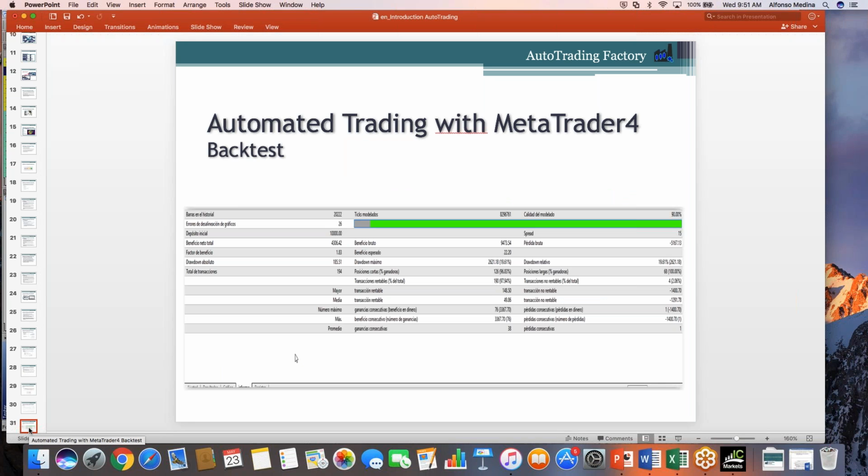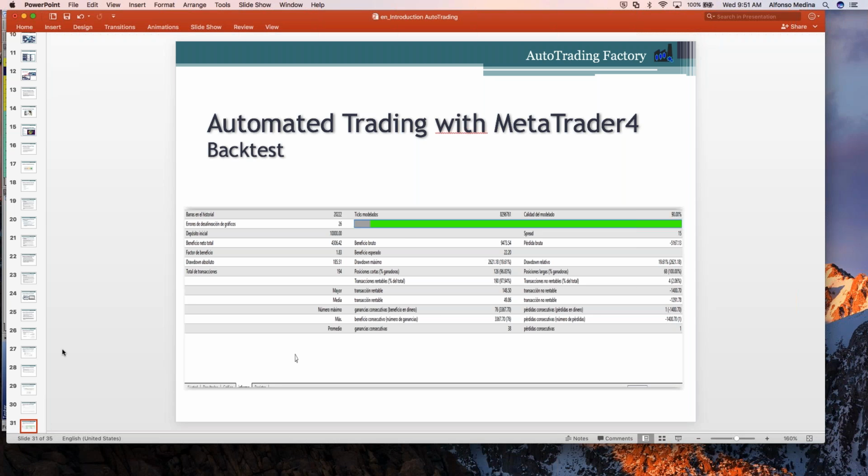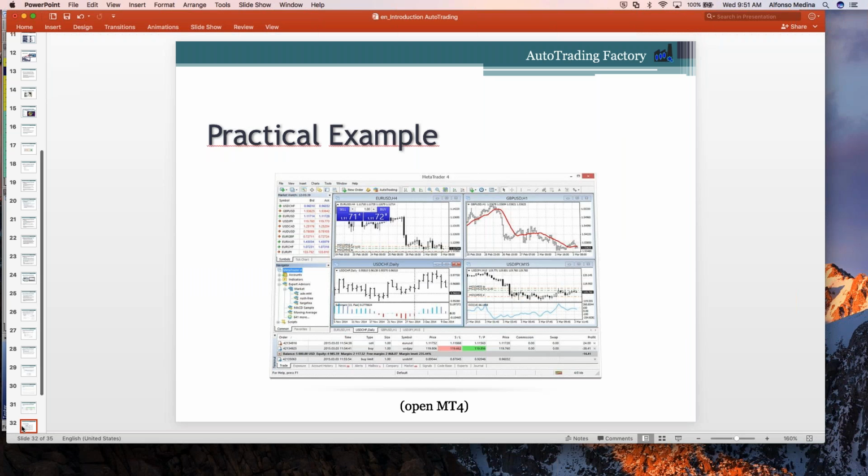And here, this is the final result. Again, this is in Spanish. Don't worry, we will see an English example. Here you can see your net profits at the end, your absolute drawdown, the percentage of short positions that were successful, as well as the long ones. And now we're going to run a practical example of all of this.